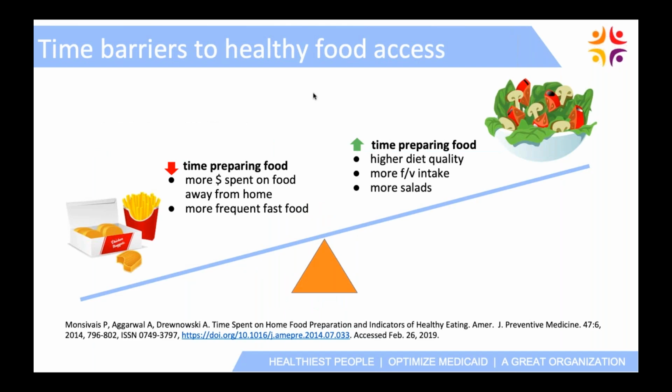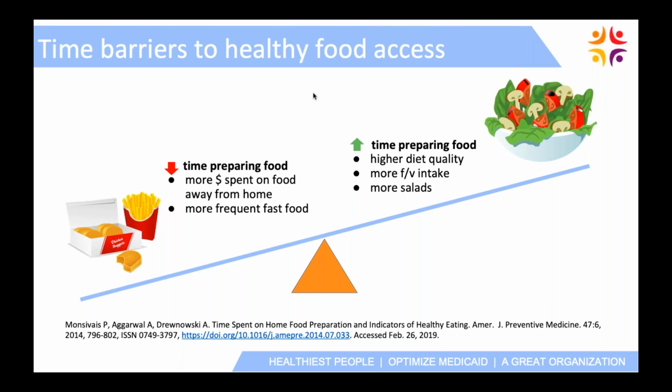So I mentioned those time barriers to healthy food access, and I just want to talk a little bit more about that. So there's actually research and evidence that shows individuals who spend more time preparing food have higher diet quality, fruit and vegetable intake, versus those who spend less time preparing food. And those that spend less time preparing that food will often spend more money on food away from home and eat fast food more frequently.